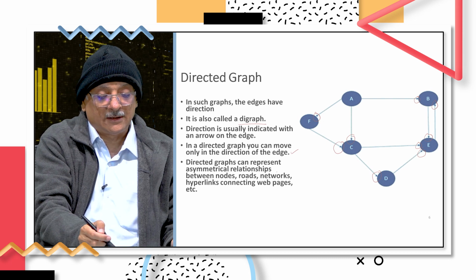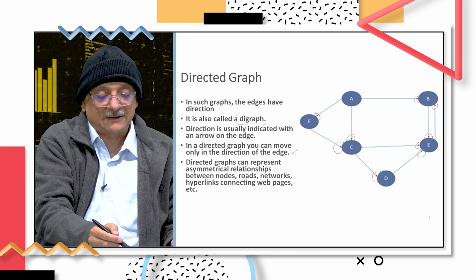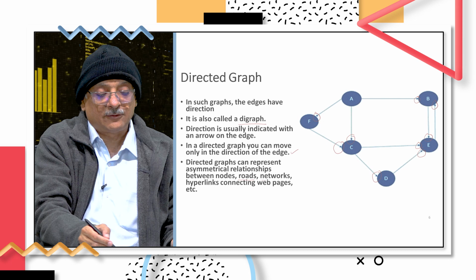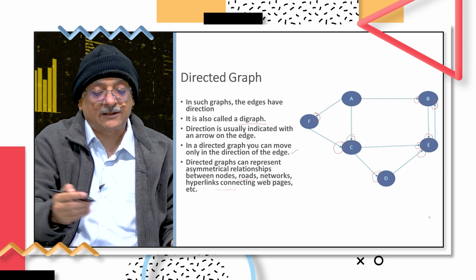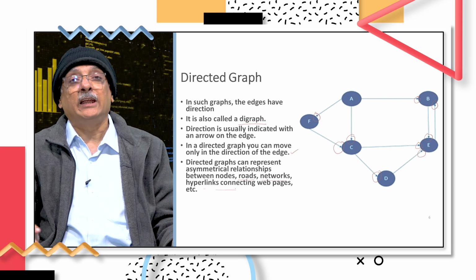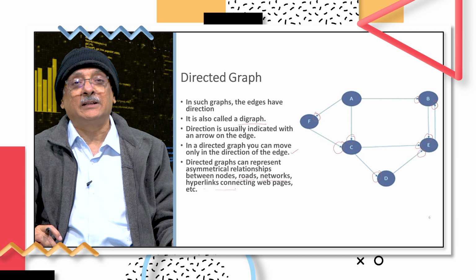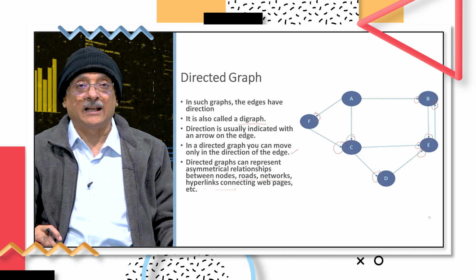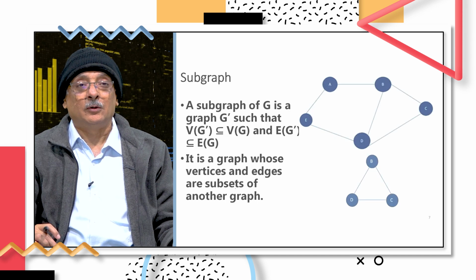Some of the relationships which can be represented are roads, networks, and the hyperlink structure of web pages. They all can be represented with the help of a directed graph. Okay. And then we have the subgraph.